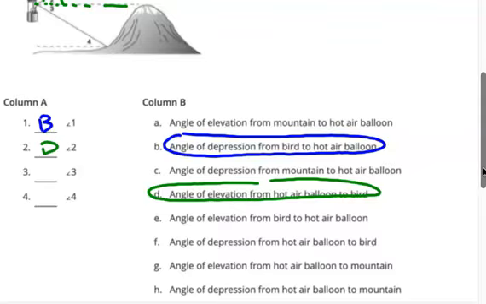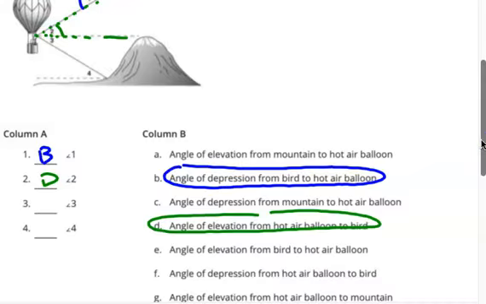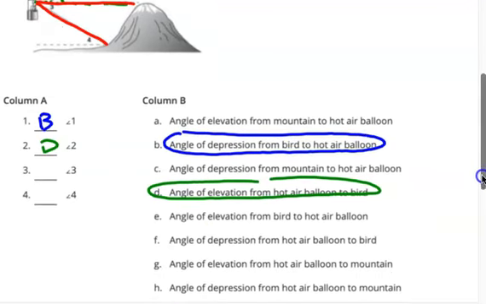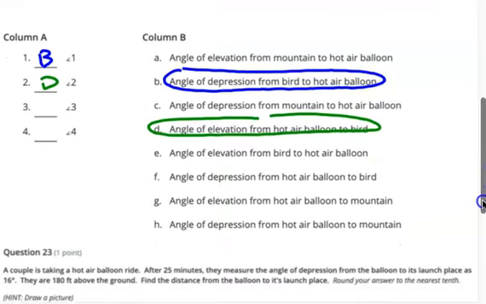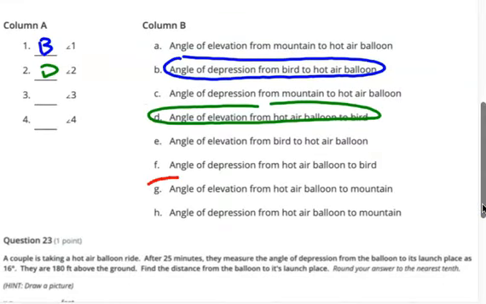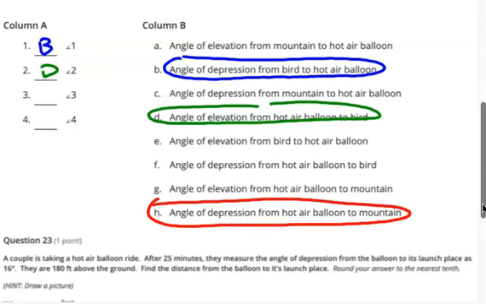So for me, that would be option D. Angle 3 is looking down. How many degrees the person has to look down to see the ground. So depression from balloon to ground. Angle of depression from the hot air balloon to the mountain. Oops, depression for that, not elevation. So for me, that would be option H.